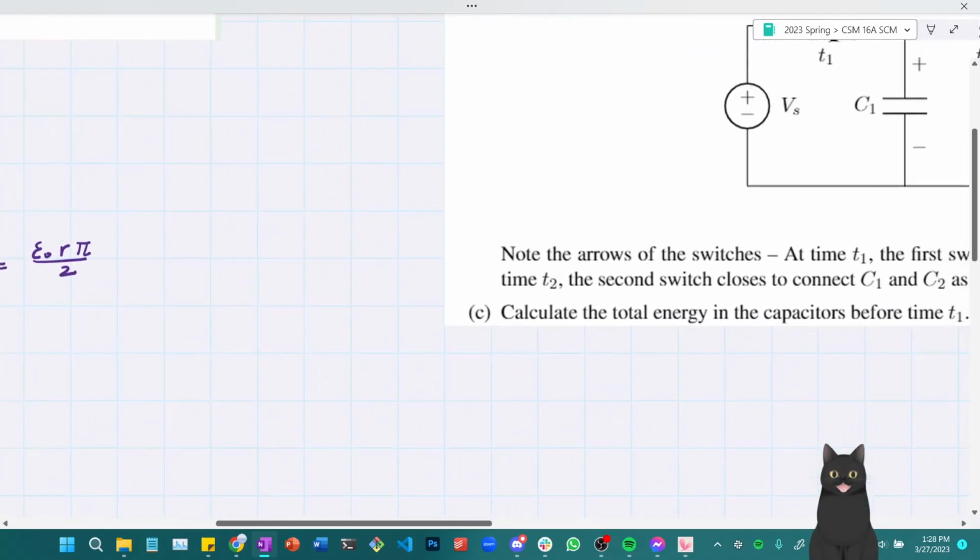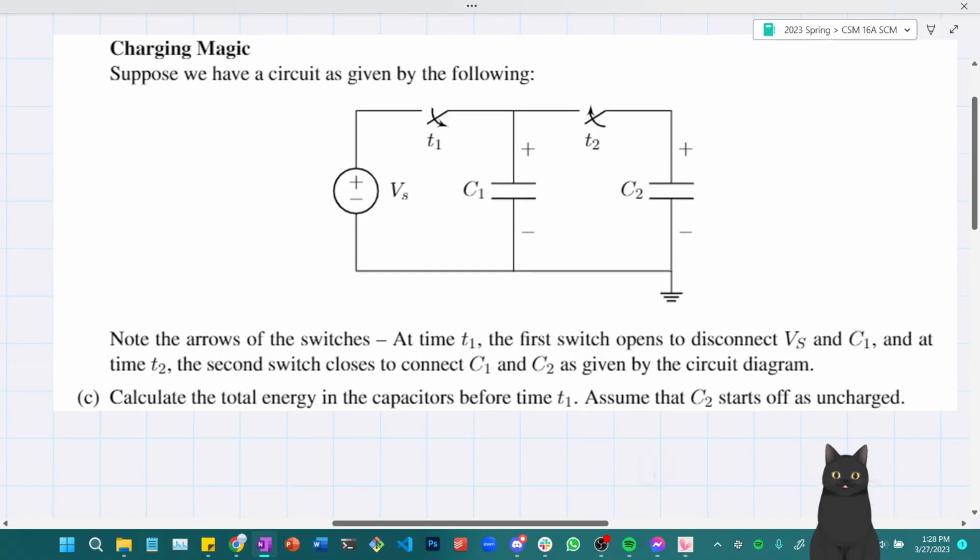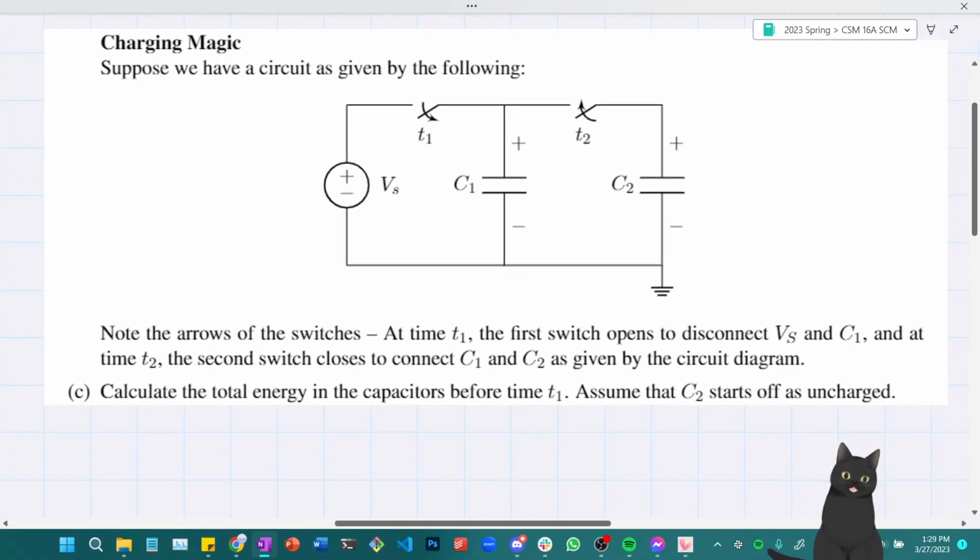Now let's move on to the next part of the question, which is part C. So now we're going to talk about another interesting property of capacitors, or actually two. One of them is called energy, and the other is called conservation of charge. I'll go through them as we go through the different subparts of the question. For now, suppose we have a circuit given by what you have seen on the monitor, and note that the arrow of the switch will activate in the direction of the arrow at the time related to the switch. So at time t1 and at time t2, we'll have entirely different circuits going on.